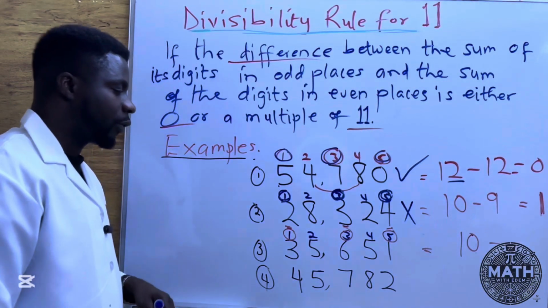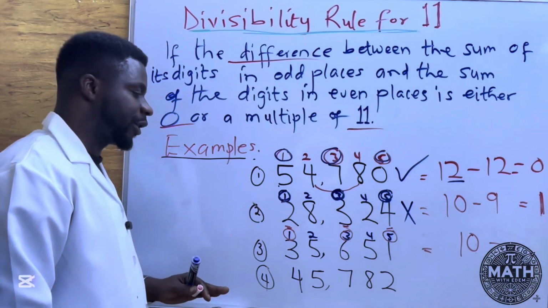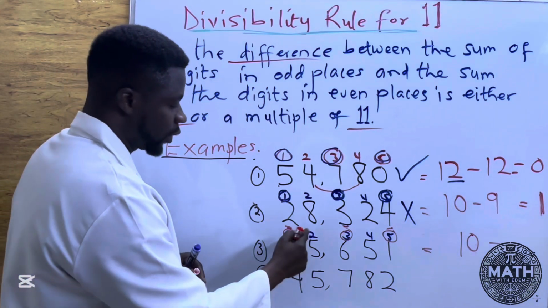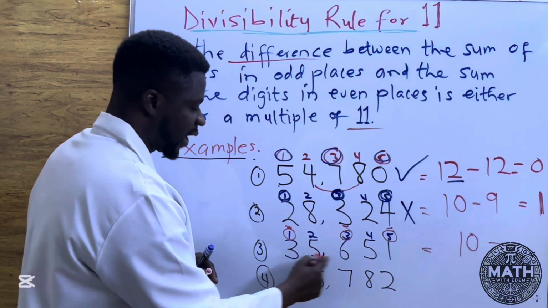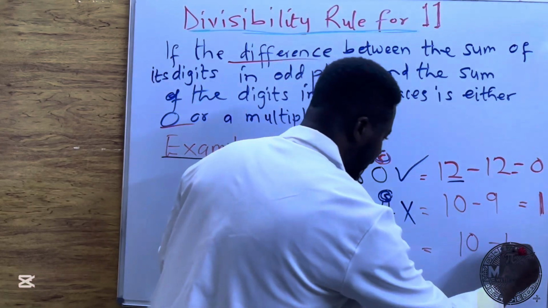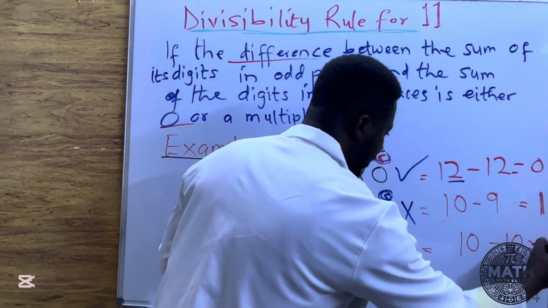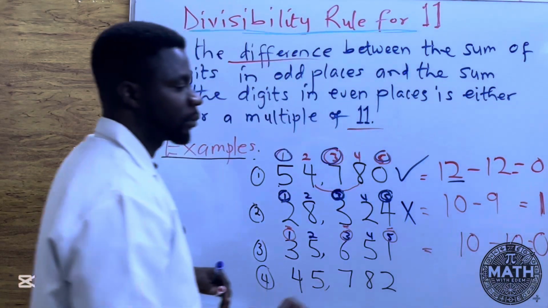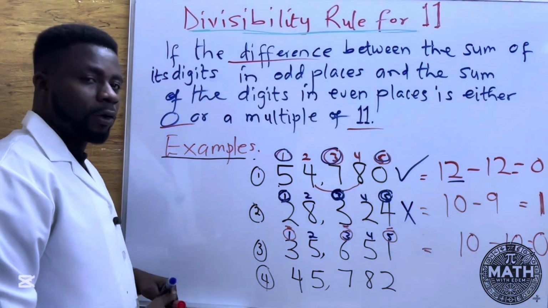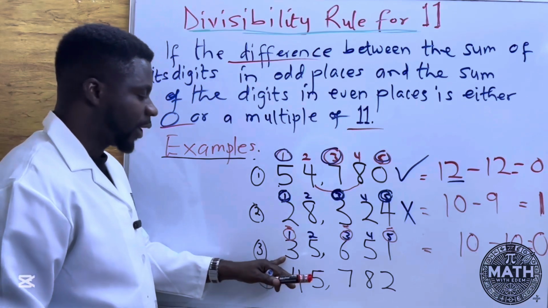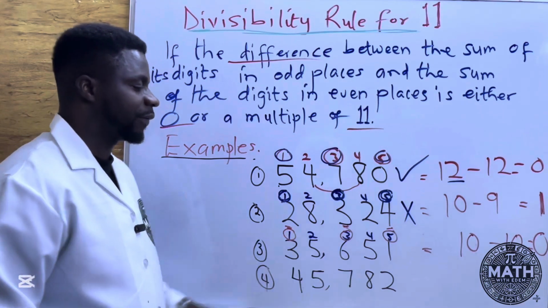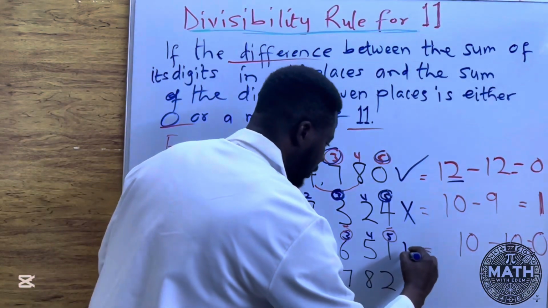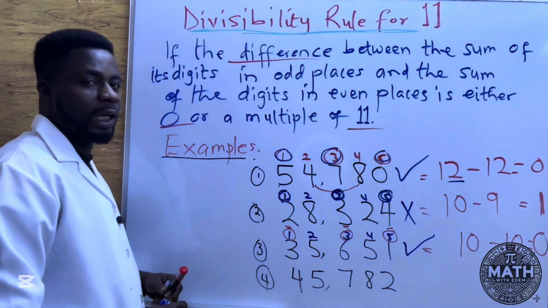Minus. Now we're going to add the digits in the even places. So here we have 5. 5 plus 5 also gives us 10. So 10 minus 10 gives us 0. So we can say that 35,651 is divisible by 11.